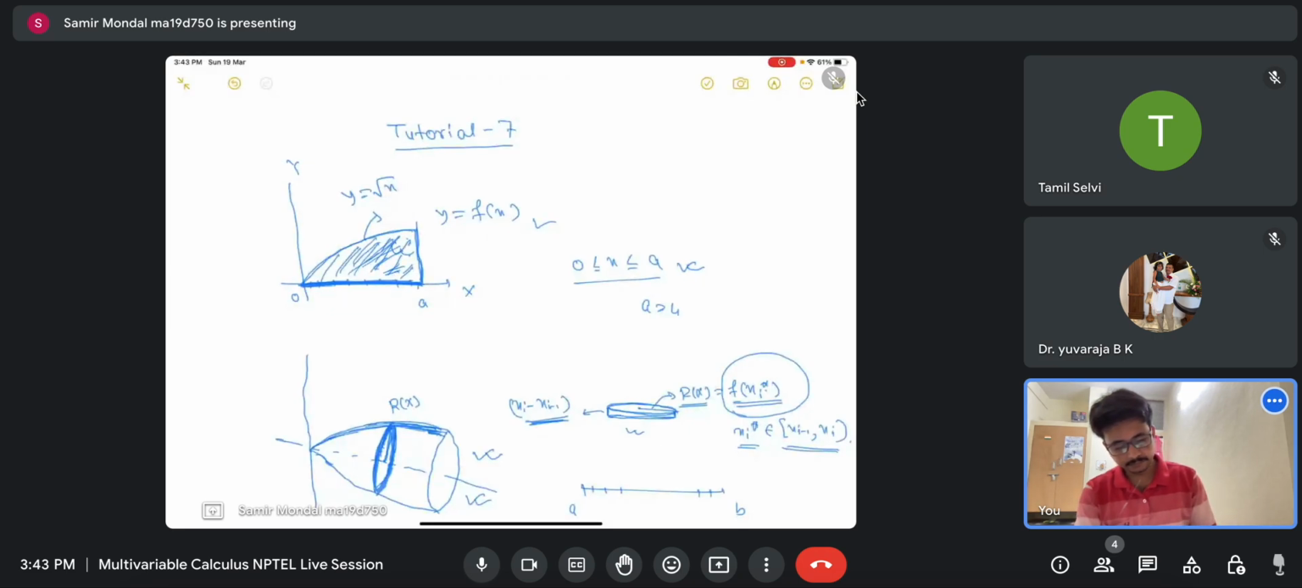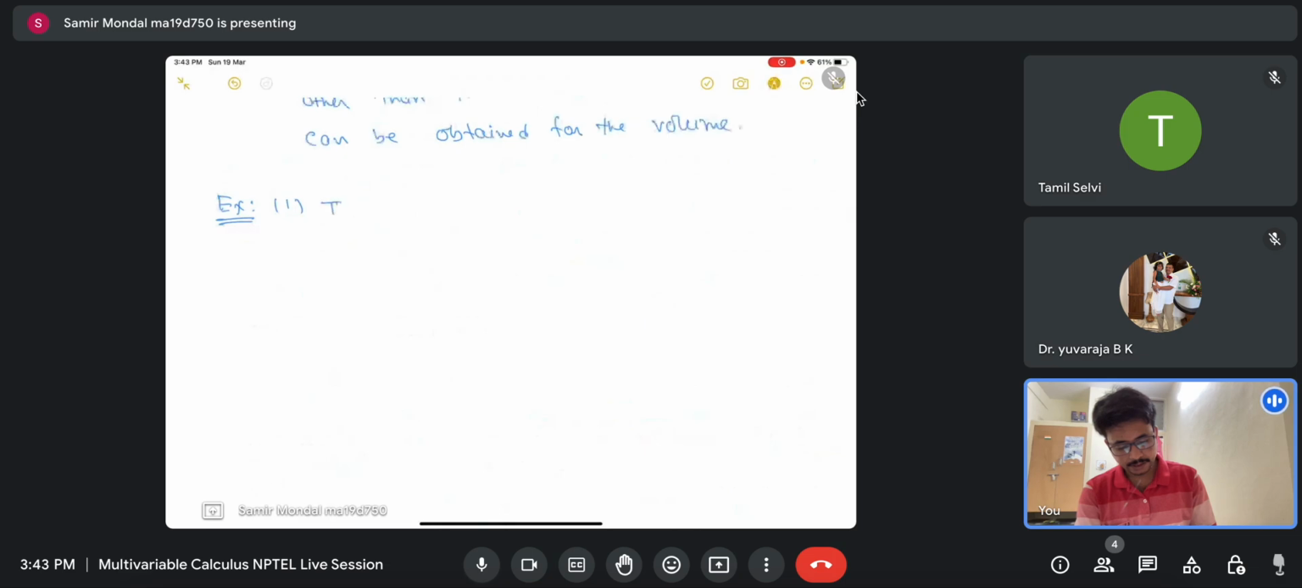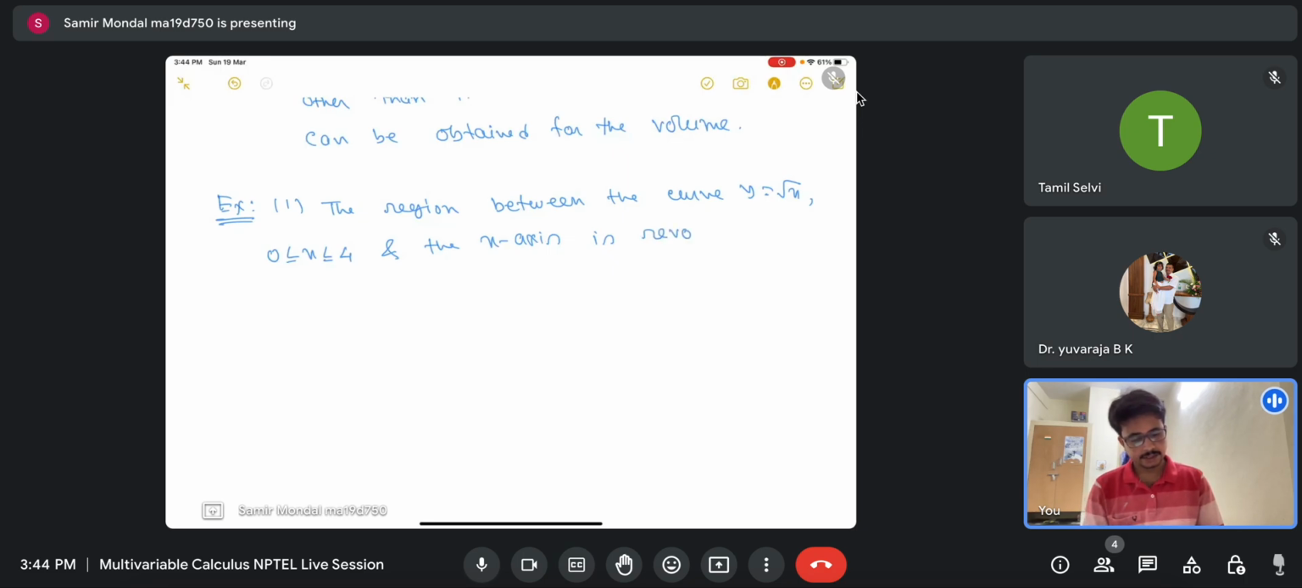Our region is the region between the curve y equal to root x, where x varies from 0 to 4, and the x axis, and it is revolved around the x axis.